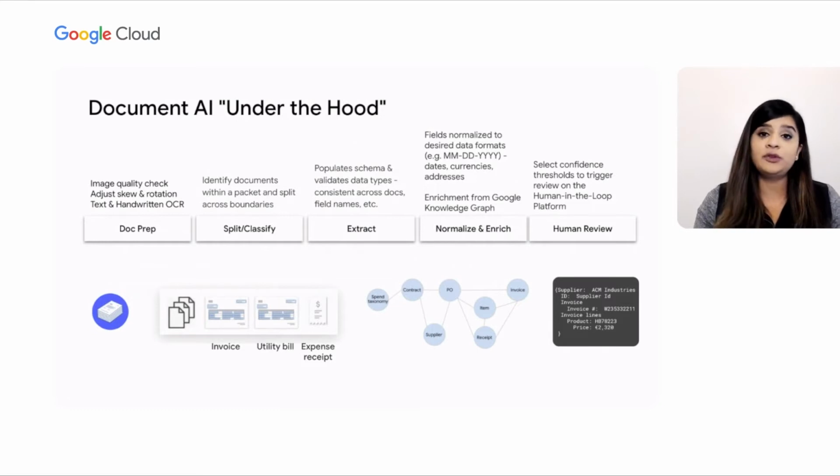Then, last but not least, we know with these critical business processes, you have no room for error. So, with the human in the loop platform, you can select a confidence threshold where you can have a document reviewed if certain keys don't meet a certain value, say 95, 98% confidence, or if the whole document doesn't meet that confidence threshold.